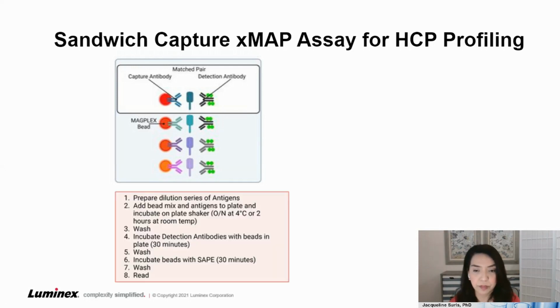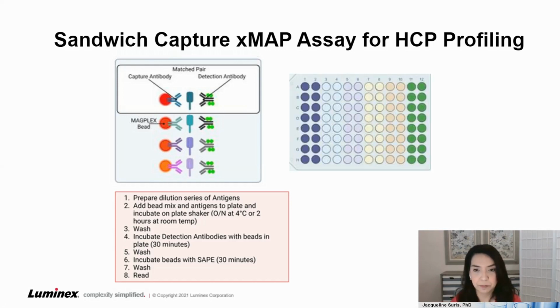And it's very similar to an ELISA workflow. You prepare your dilution series of antigens, add your bead mix to the plate, incubate, wash, add your detection antibodies, and wash. In this case, the detection antibody isn't biotin conjugated. It has a fluorophore attached, so you're not going to add SAPE, but you'll wash, and then you're going to read the plate. In a typical plate layout for a quantitative measure, you're going to have a standard curve, can have controls, and then you're going to run your samples.